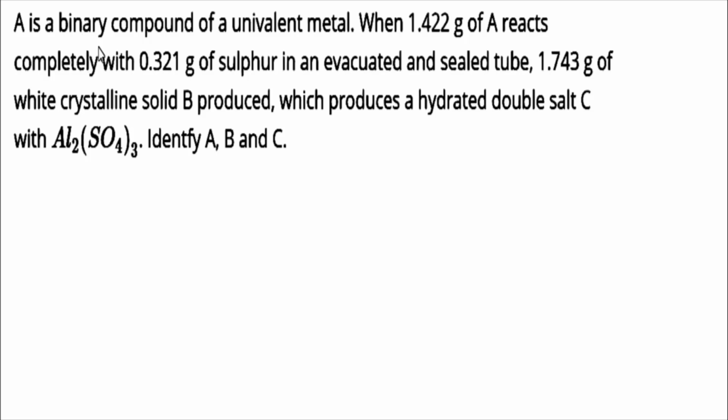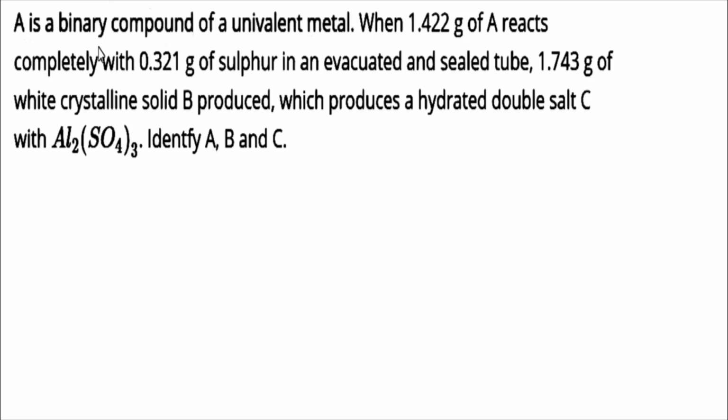The question is, A is a binary compound of the univalent metal. So univalent metals are the ones which have +1 in their cationic form, and binary compound means the molecule which has two different atoms.